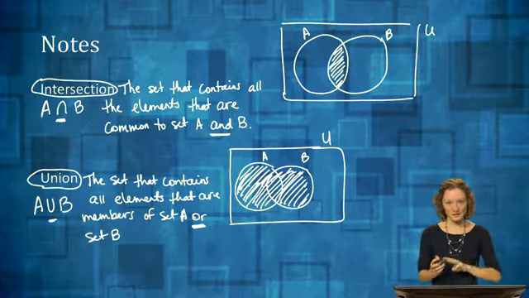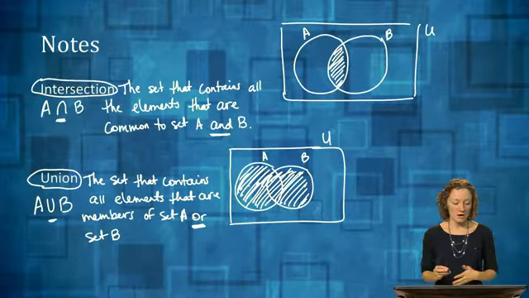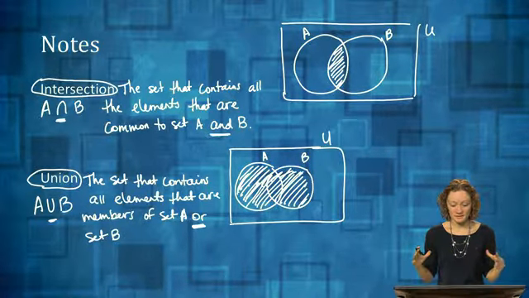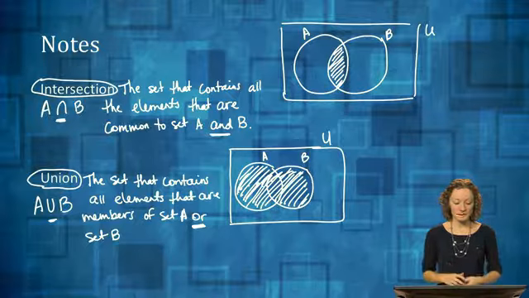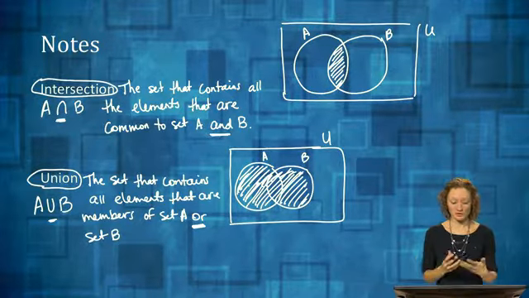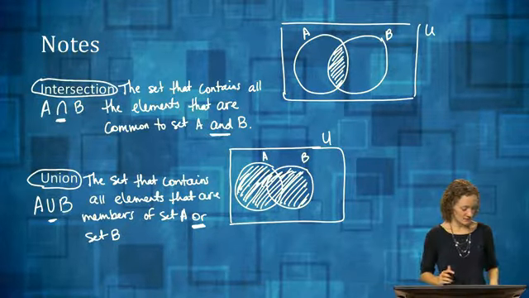So these are the three that we're going to see throughout this video. The complement, which is the opposite, the intersection, which is their overlap, and the union, which is the marriage of the two, everything that both sets contain.